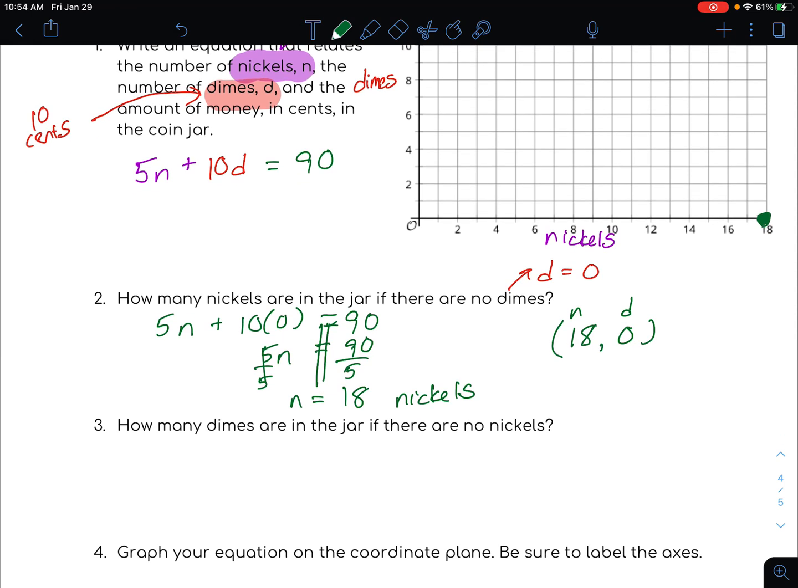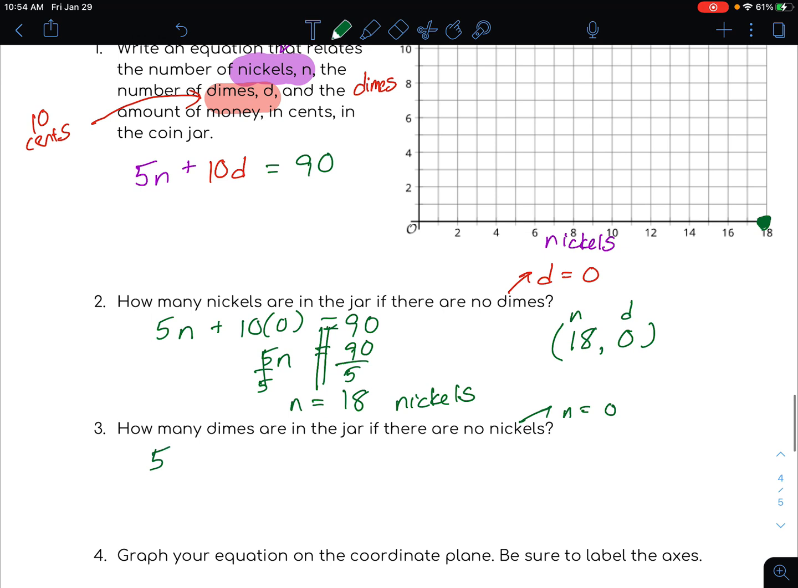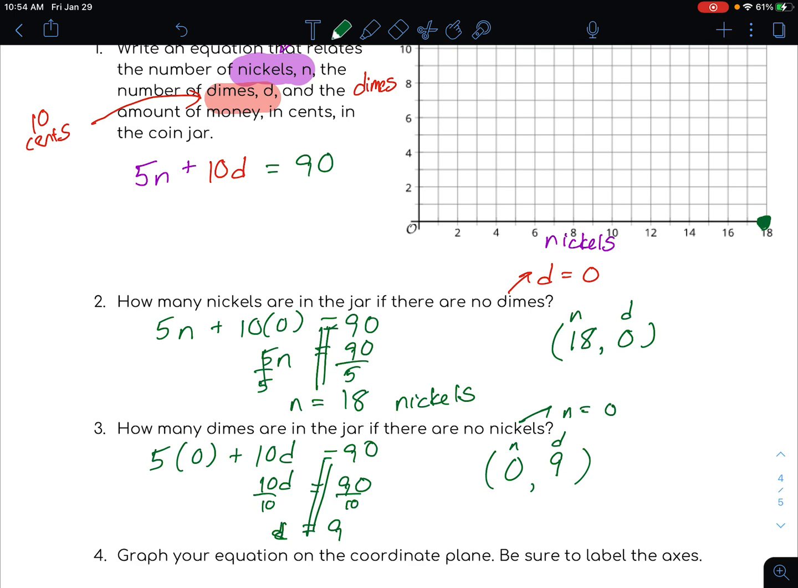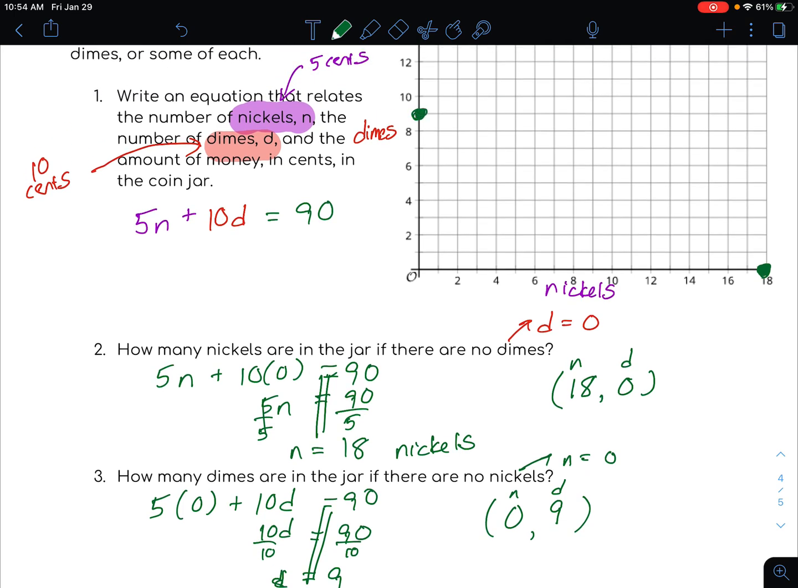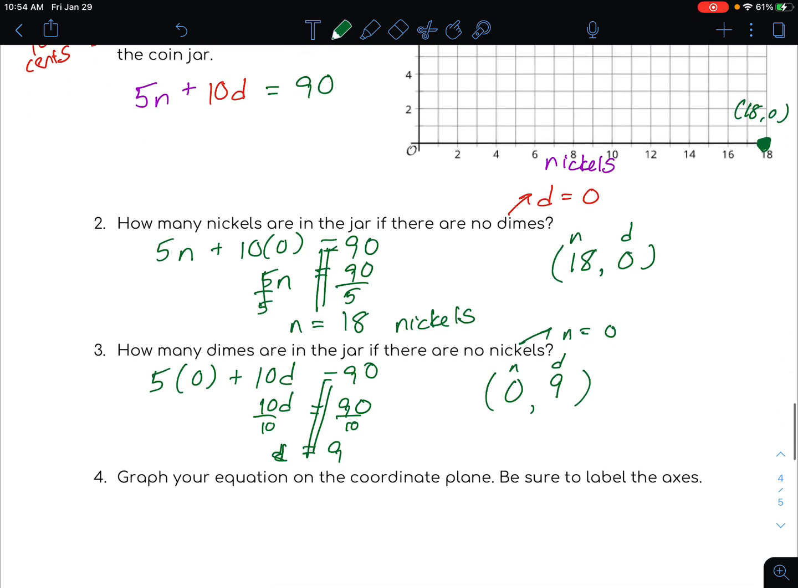And of course, then we have the reverse of that. How many dimes are in the jar if there are no nickels? So in this case, N is equal to 0. So 5 times 0 plus 10 times D equals 90. 5 times 0 is 0, so that really means 10D is equal to 90. Dividing by 10, D is equal to 9. So dimes would be 9 and nickels would be 0. So we're talking about this point right here, (0, 9), and this point over here, remember, was (18, 0).